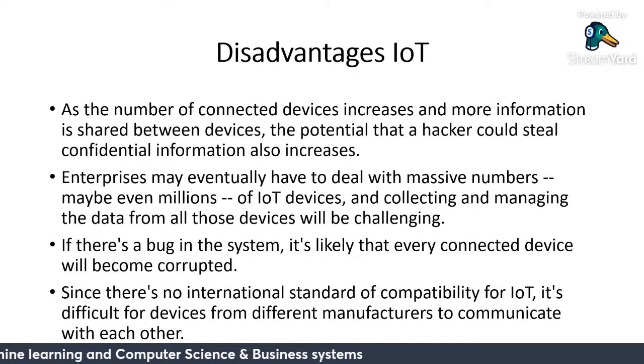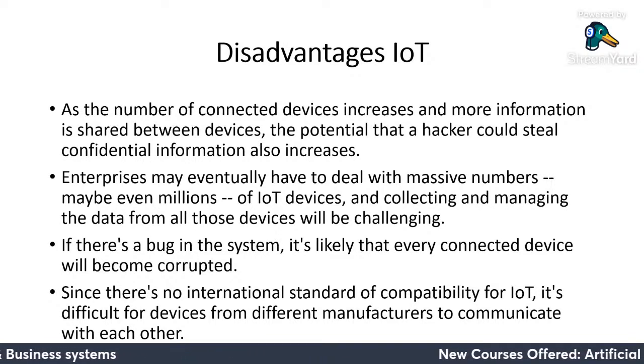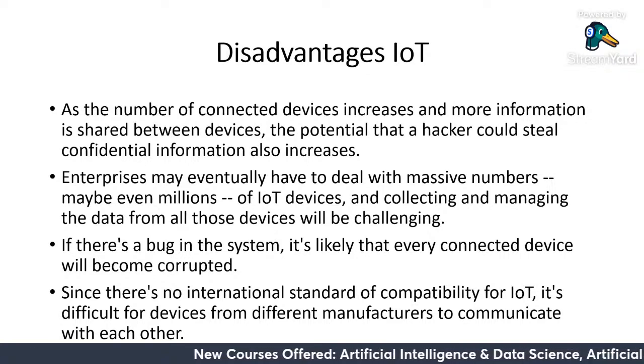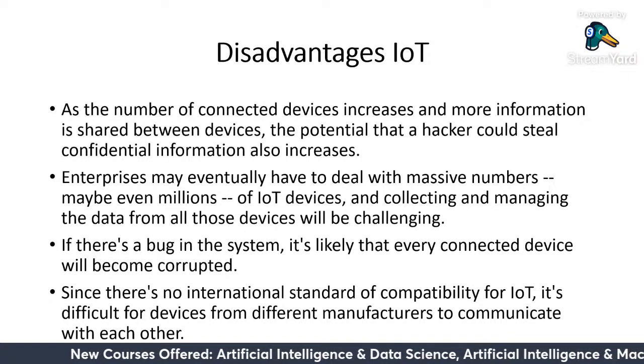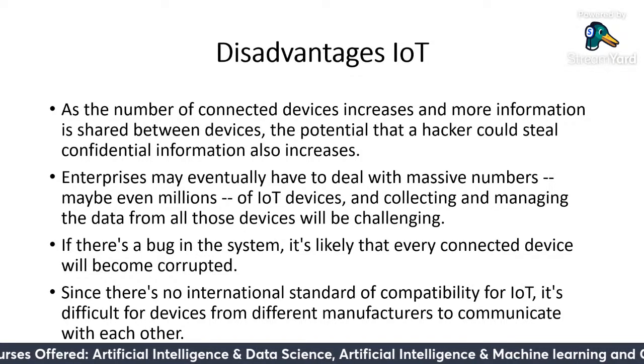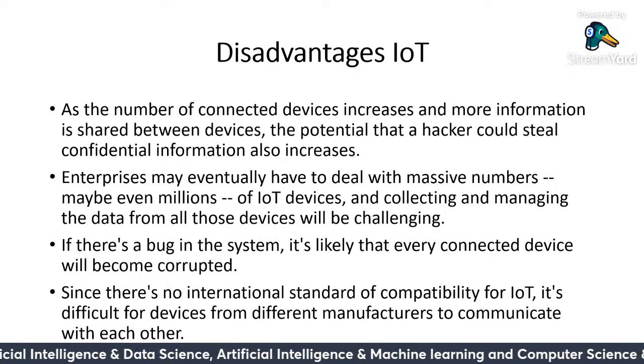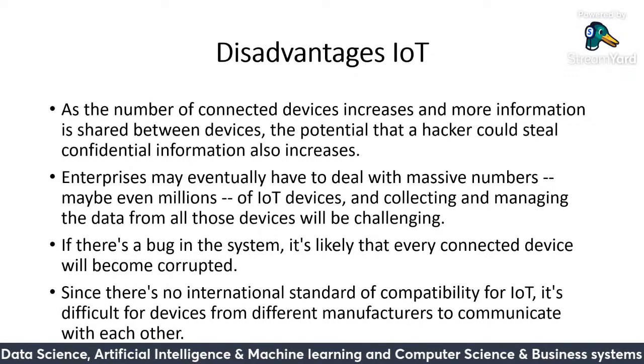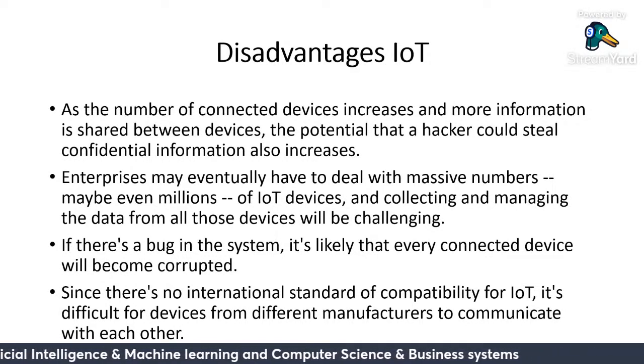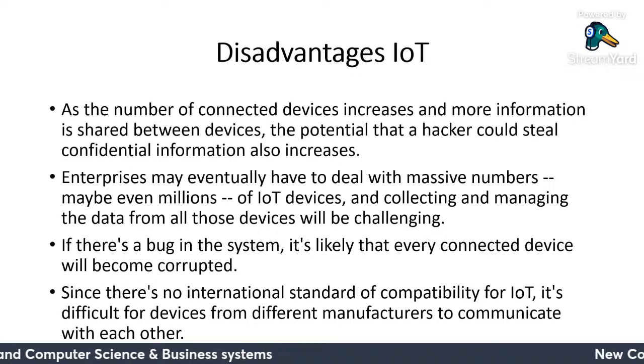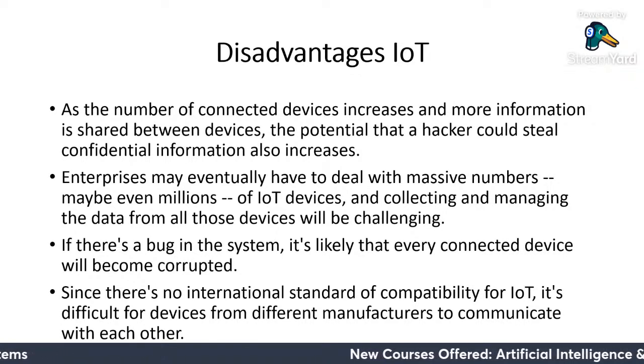And the disadvantages of IoT: as the number of connected devices increases, the more information is shared between devices, and the potential that a hacker could steal confidential information also increases, so it can be easily hacked, as it doesn't contain any security protocols and it is also an open source network. When we use an IoT device in a private network, it ensures the safety of the device. When we use an IoT device in a public network, it is exposed to other users or hackers, so the hacker can easily hack and may cause damage to the user.